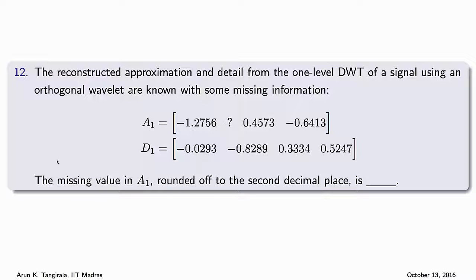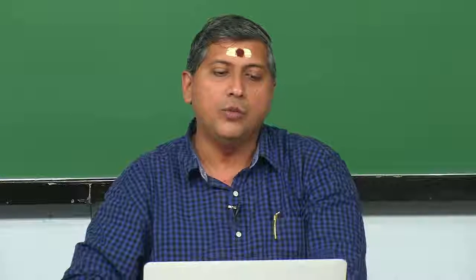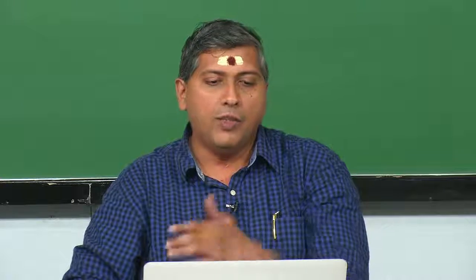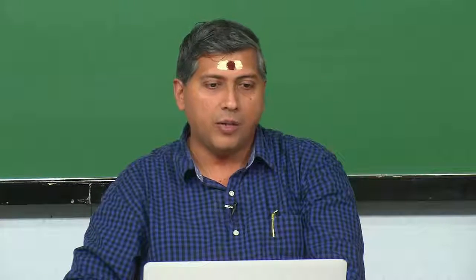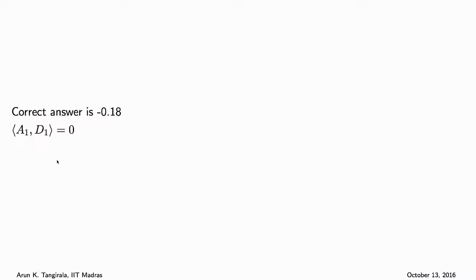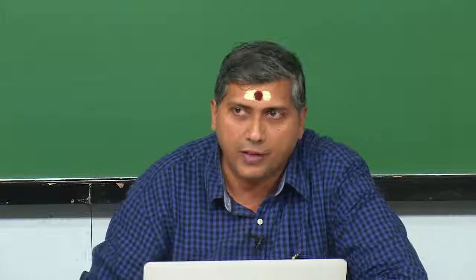Well, there is another important, useful property of these reconstructed components, which is that A1 and D1 are orthogonal to each other, that is the inner product is 0, and when you use that property, you can recover the missing coefficient in A1, and that is minus 0.18. Okay. So, here it is a nice twist to the problem. We do not use Parseval's relation, we use a perfect reconstruction property.